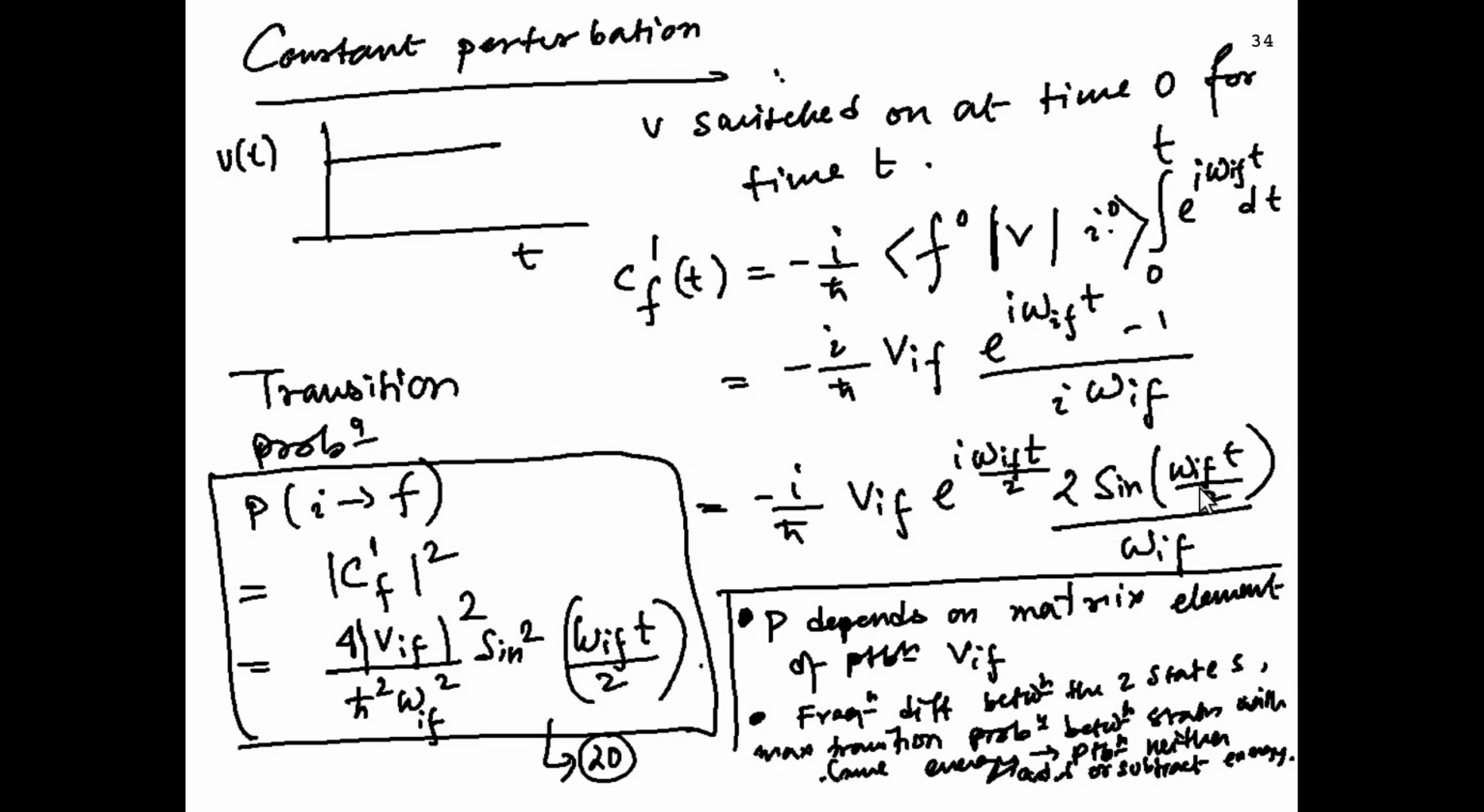So what is the transition probability? Just square it, we get this formula. And notice what we learn from this. The probability depends on the matrix element of the perturbation V_if, which tells you how much overlap the perturbation causes between the states i0 and f0, and it is proportional to that. It also depends on the frequency difference between the two states. This is a harmonic form, an oscillatory function, and omega_if also comes in the denominator.